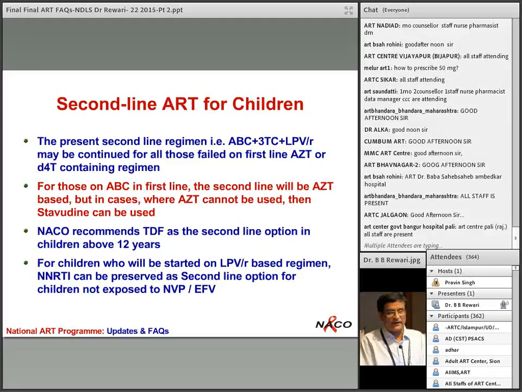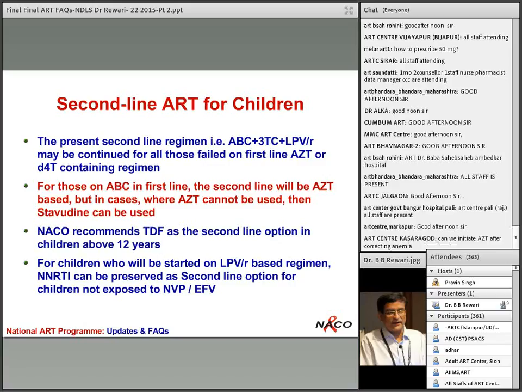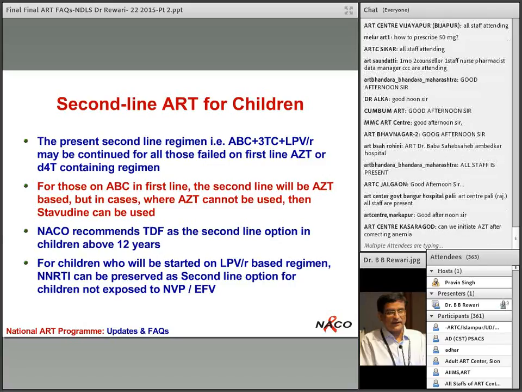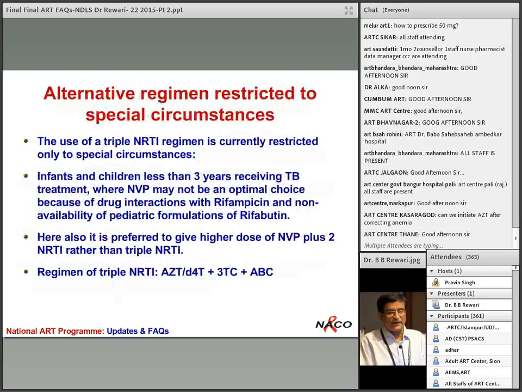Second line ART, there were questions on this second line ART. Presently there is no second line ART for children other than abacavir 3TC lopinavir ritonavir, but if abacavir has been used in first line, AZT will be used. But if there is anemia, then option is to continue on the same regimen. I think I am not going too fast this time.